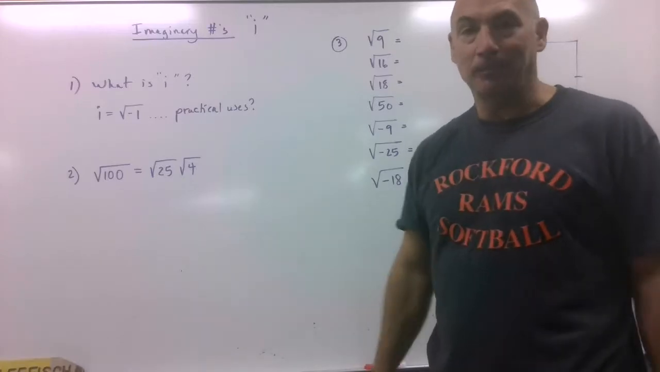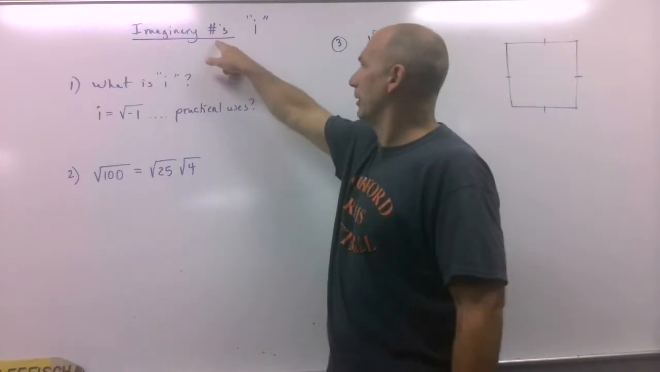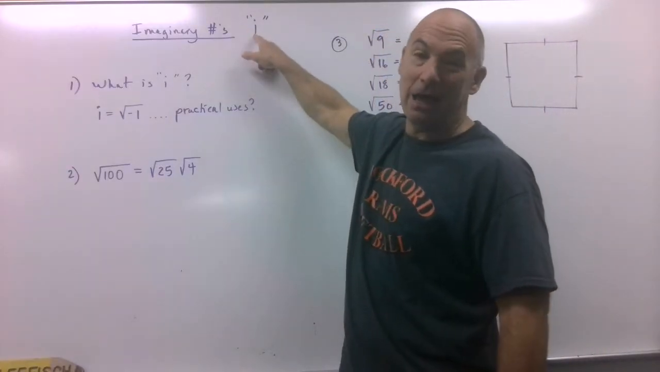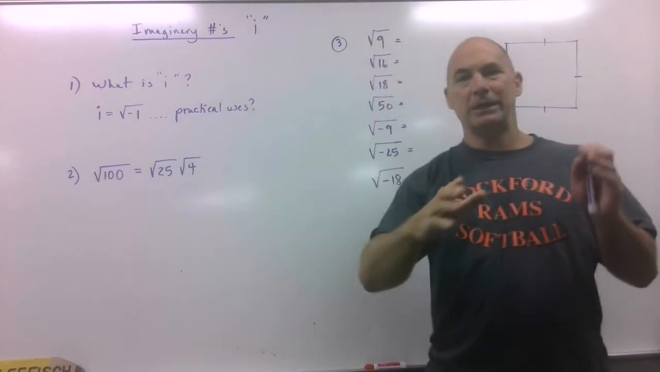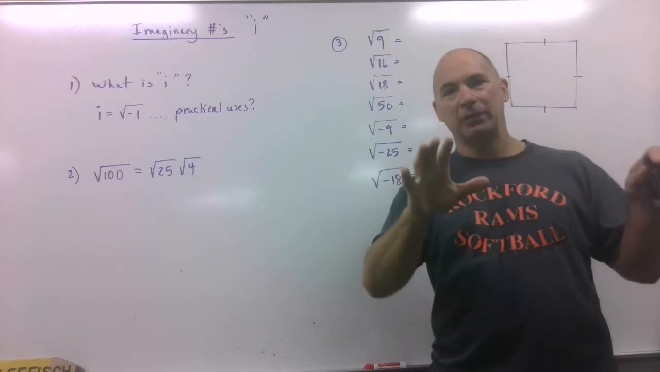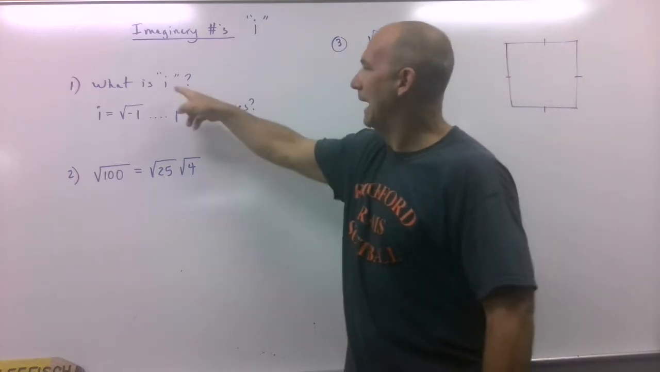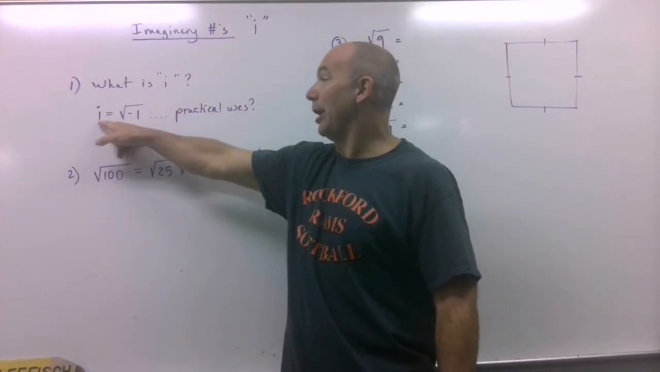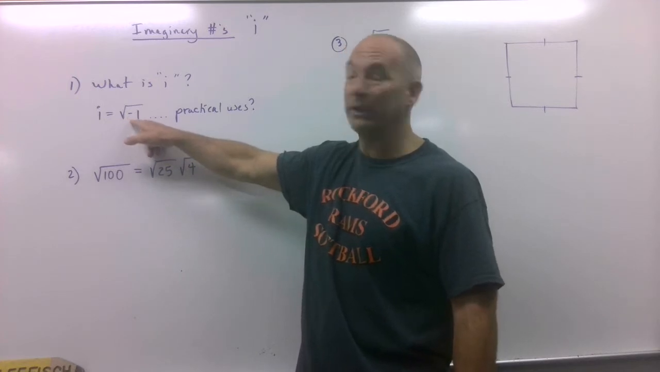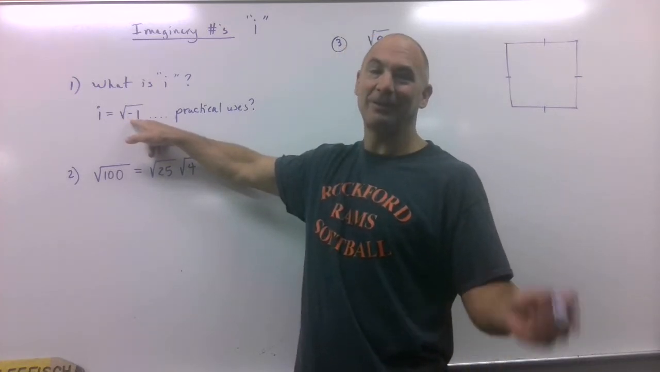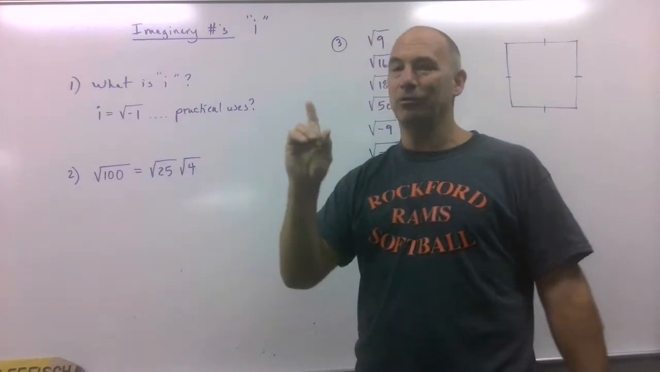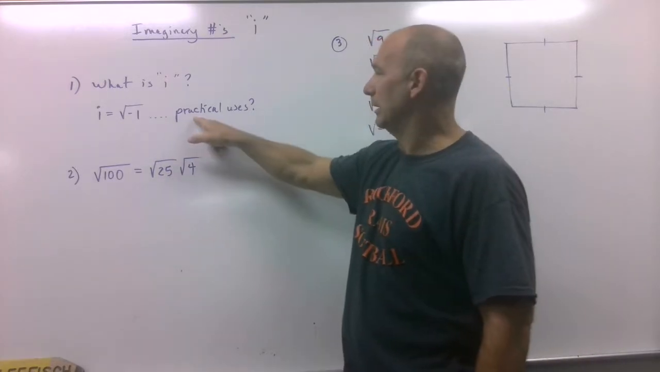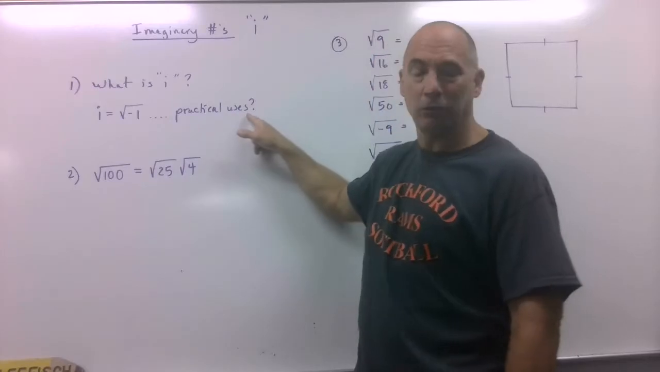So let's get started. The imaginary number is represented by the letter i. Now, don't get that confused with a variable like x. x represents anything. The letter i actually represents a number. It's the square root of -1, hence the name imaginary. Mathematically, it's impossible. Now, strangely, it actually has practical uses in electrical engineering.